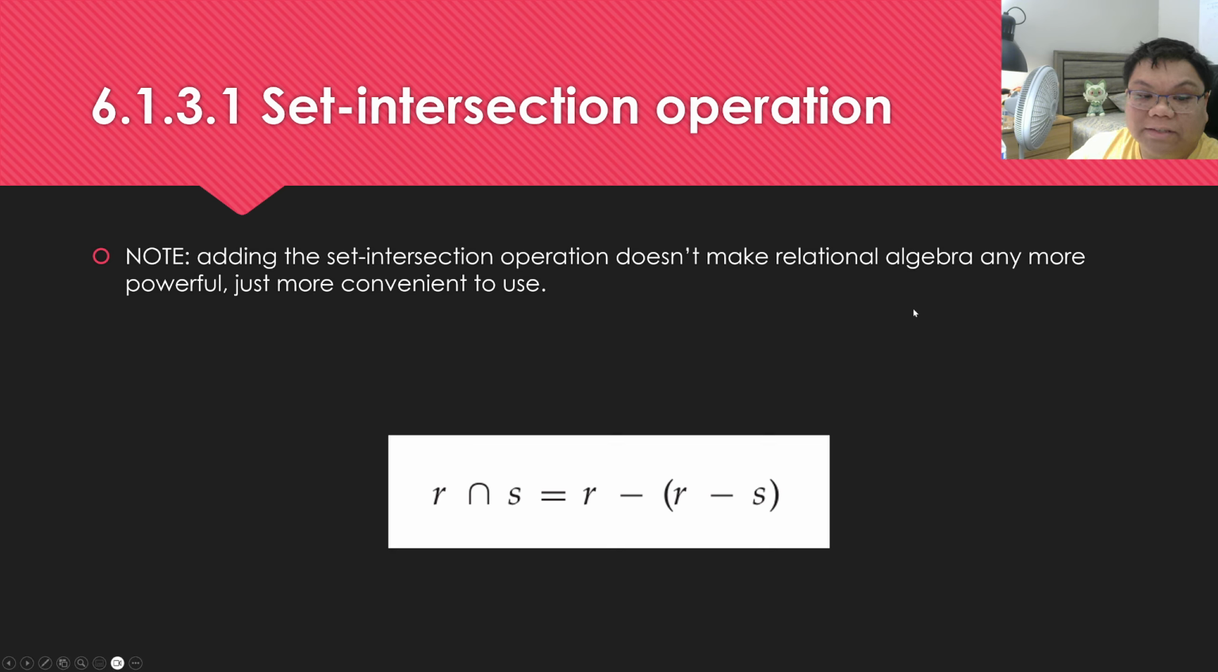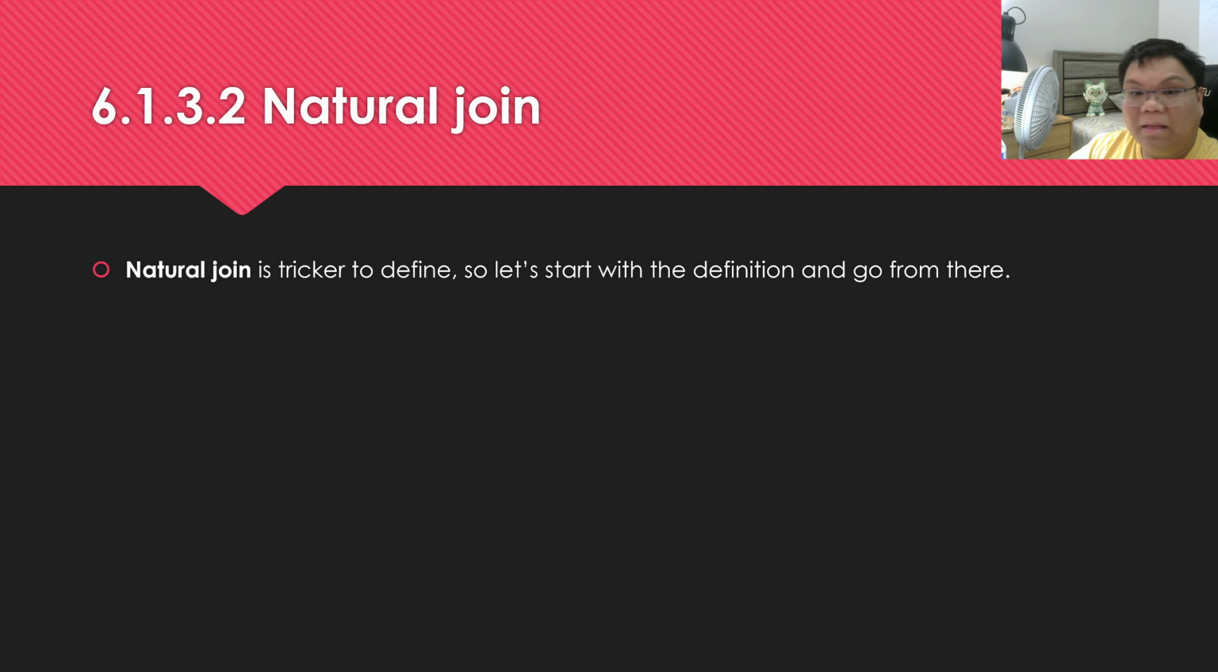So now we have set intersection. We can use that alongside our union operation. Okay. Now we have all three set operations represented. Union, intersect, and set difference. There's another one that we would like to add, and that is natural join. We've encountered natural join earlier on in the course. It's a little bit tricky to define, so let's just start with the definition and go up from there.